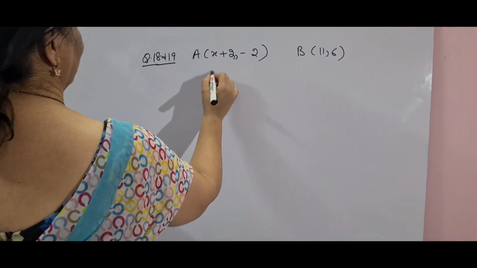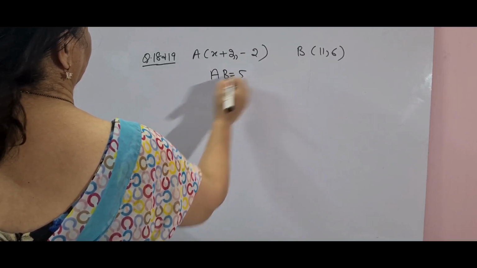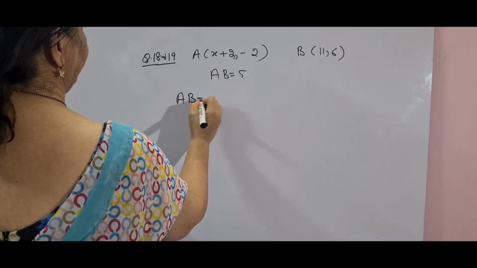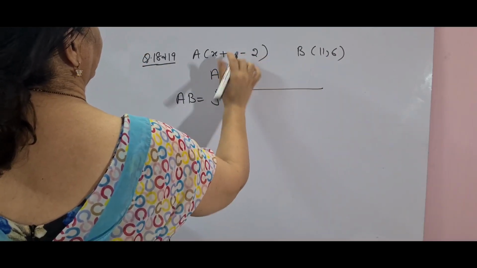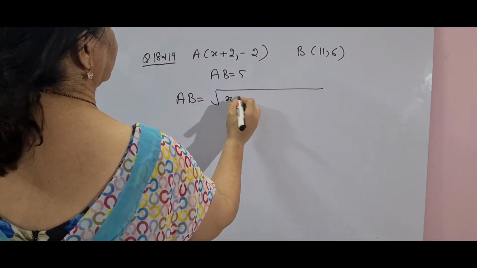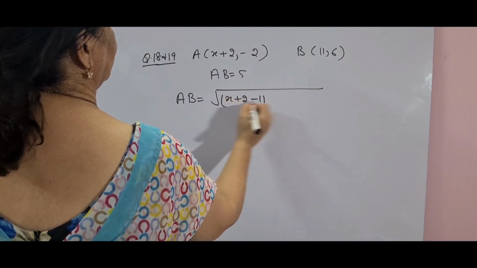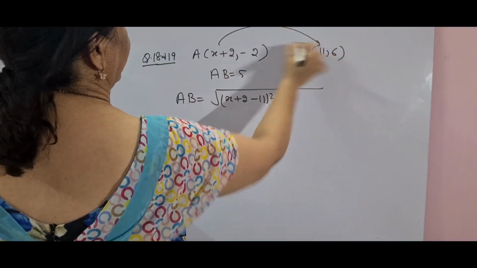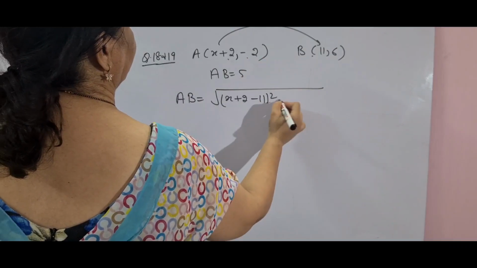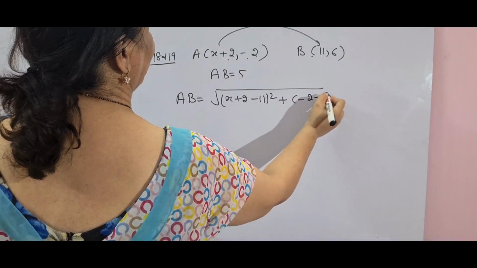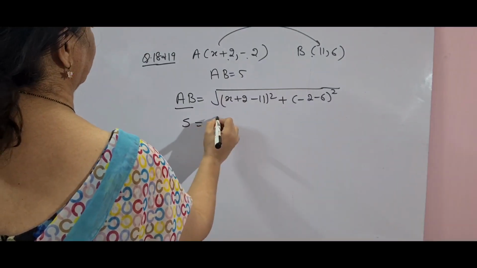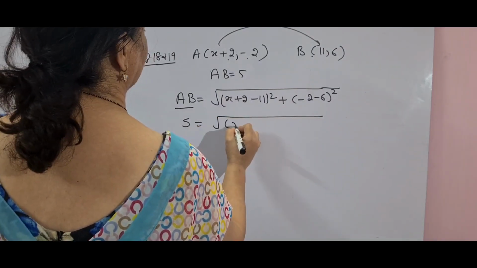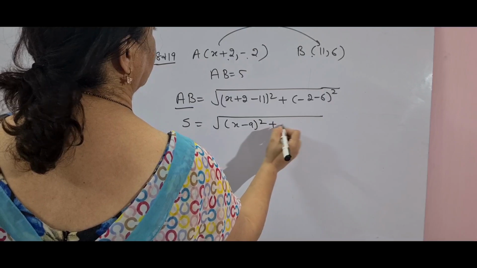So this you know what to do. AB equals the square root of (x2 minus x1) whole square, you can take it like this also, (x+2 minus 11) whole square plus (y2 minus y1) whole square. And the AB value is given to you as 5 units, you know what to do. We have done this type of sums before also, and now you should not find any difficulty in it.